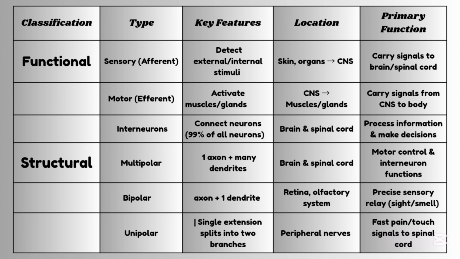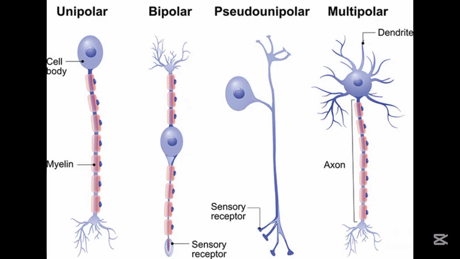So let me show you another diagram about the structural classification. Look at this diagram. First a unipolar neuron is shown, and then a bipolar neuron with one single axon and one dendrite, and then a pseudo unipolar, which I have discussed, like it has one extension and then it divides in a T-shaped manner. One will act as an axon and the other will act as dendrite. The next figure is multipolar neuron, and it has one axon and many dendrites.